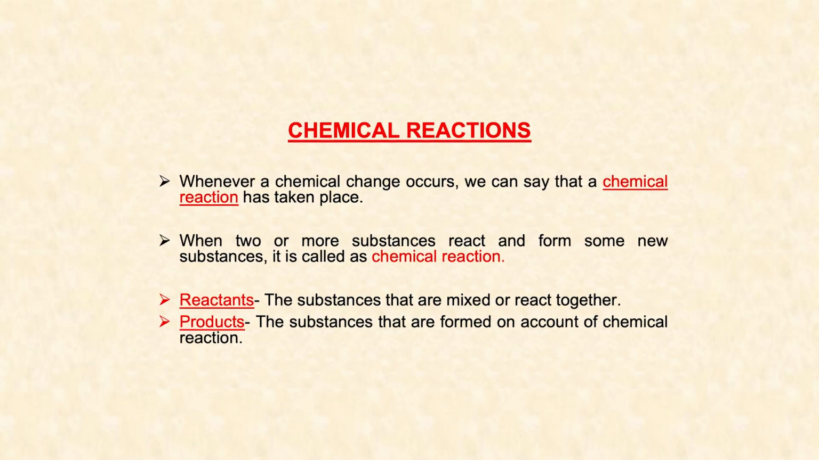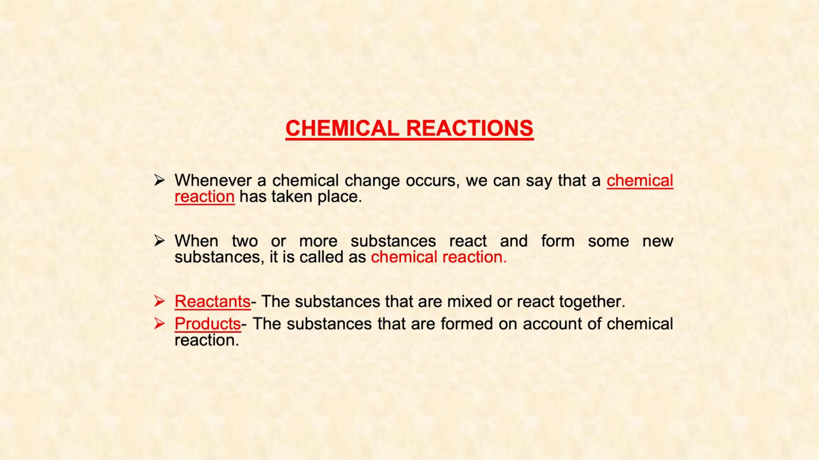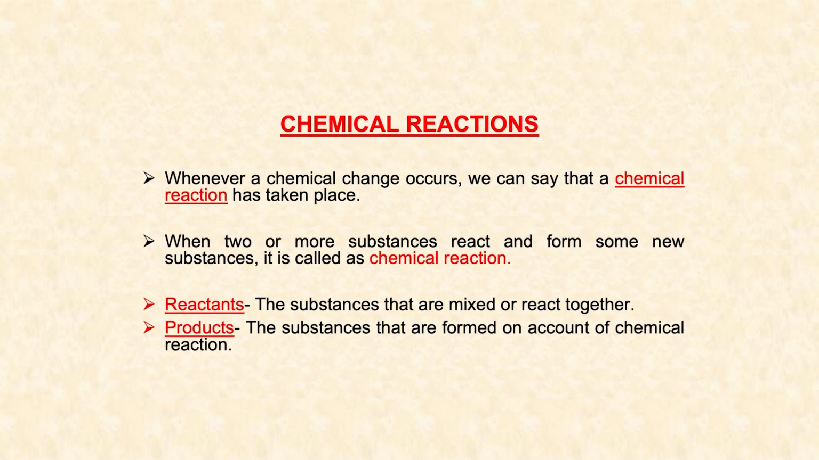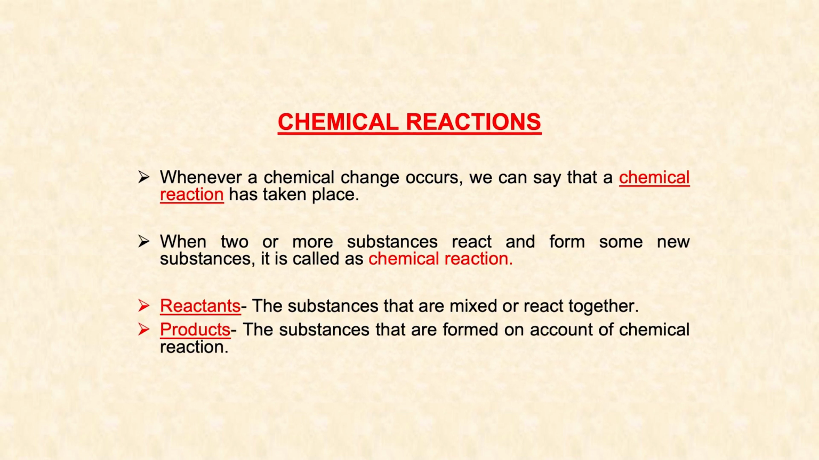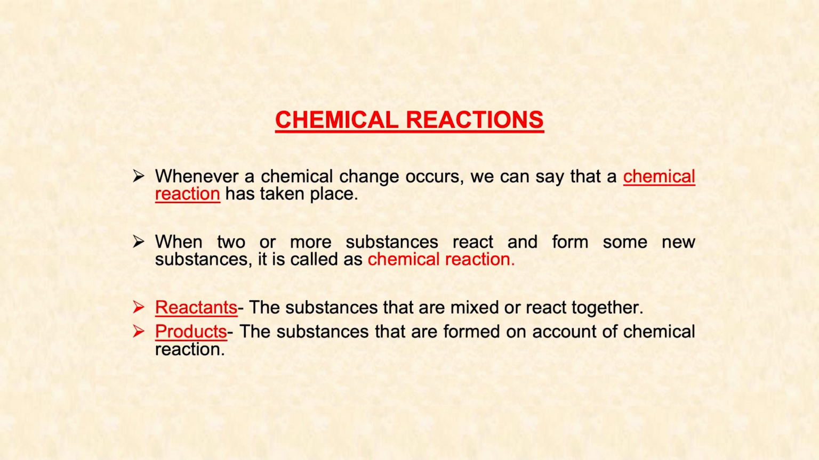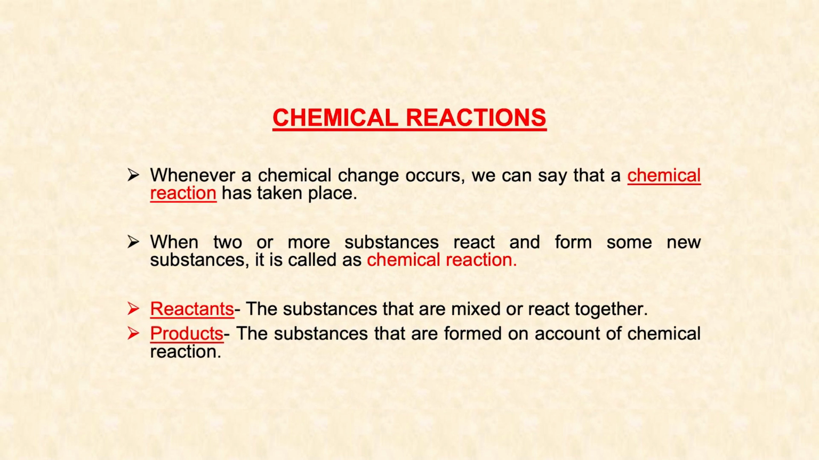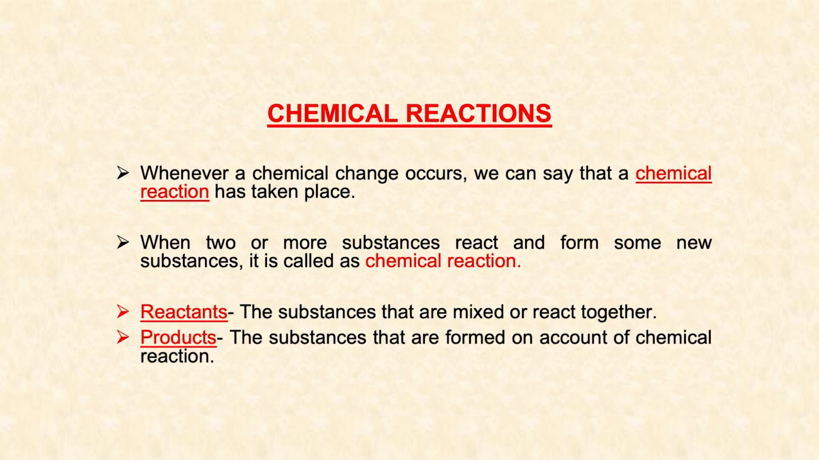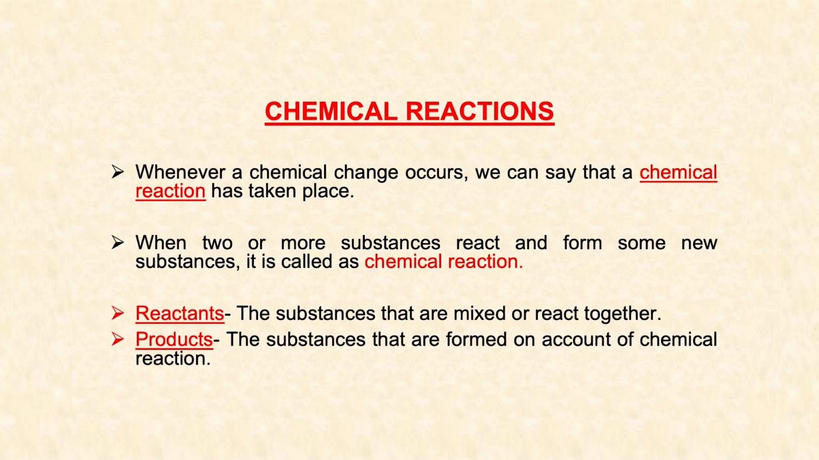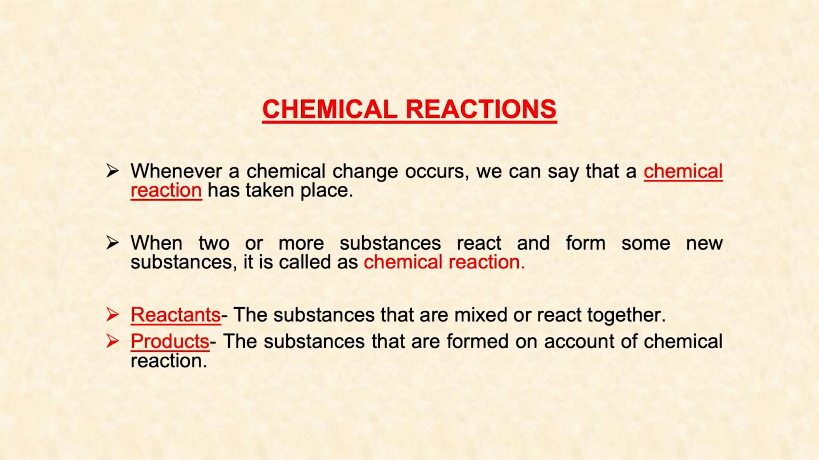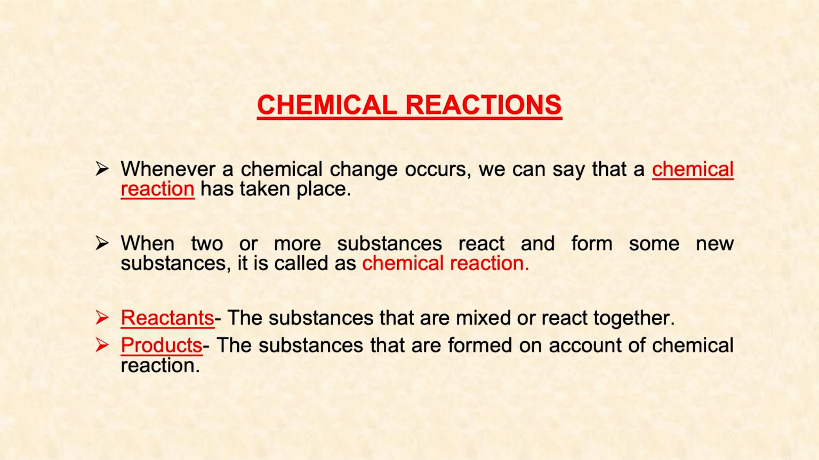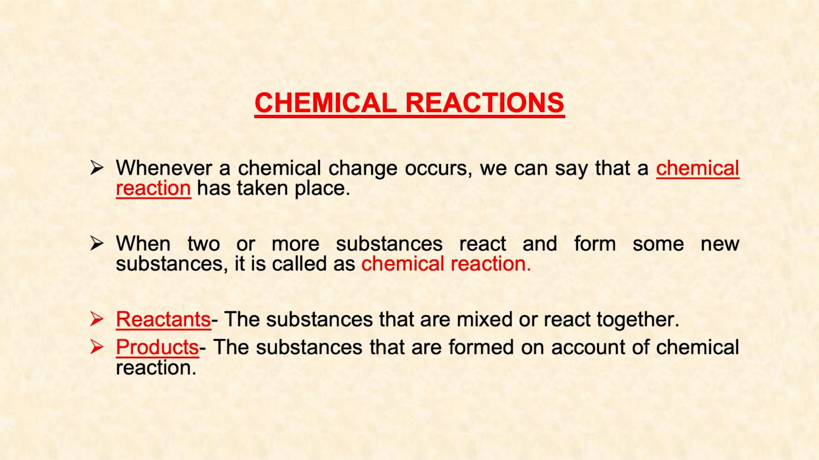Now, let us move to our topic, chemical reaction. Whenever a chemical change occurs, we can say that chemical reaction has taken place. We can also say that when two or more substances react and form a new substance, it is called a chemical reaction. A chemical reaction consists of two types of substances, namely reactants and products. The substances that are mixed or react with each other are reactants, and the substances that are formed on account of a chemical reaction are called products.